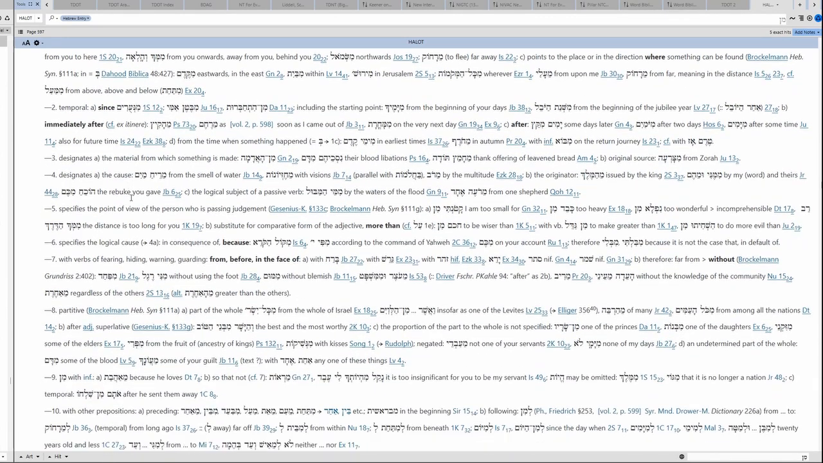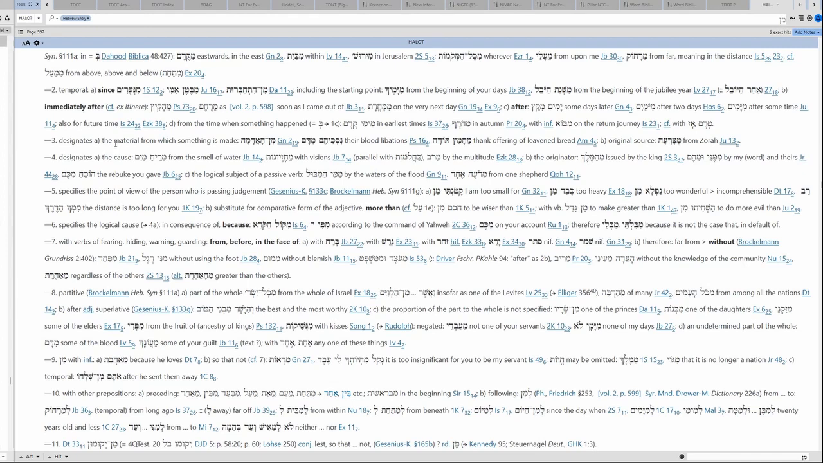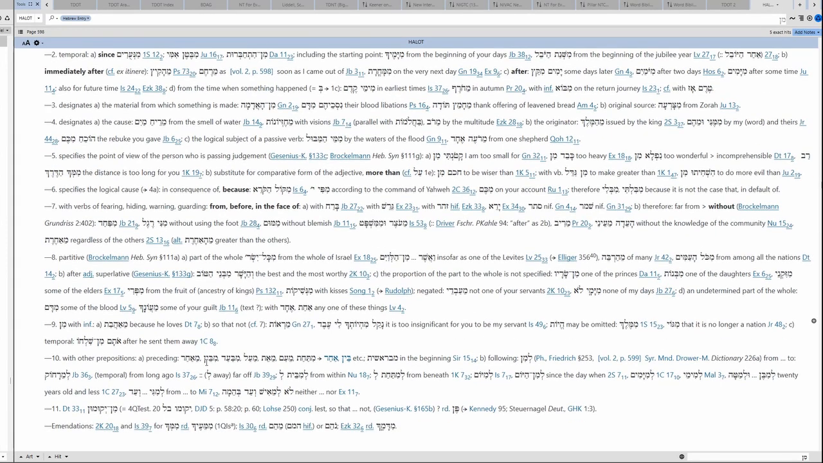And the only reason why I knew that is because I know my vocabulary, or at least I know some of it. So, local, point of departure, that's not what we have. Temporal, since, that's not what we have. Designates the material from which something is made. No. Designates the cause. No. Specifies the point of view of the person who is passing judgment. No. Specifies the logical cause. No. Verbs of fearing, hiding, warning, guarding. No. Partitive, part of the whole. No. After adjective of superlative. No. Mean plus infinitive. No. With other prepositions preceding. No. So interesting. Remained away from.